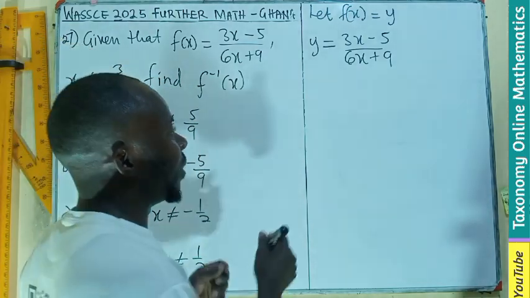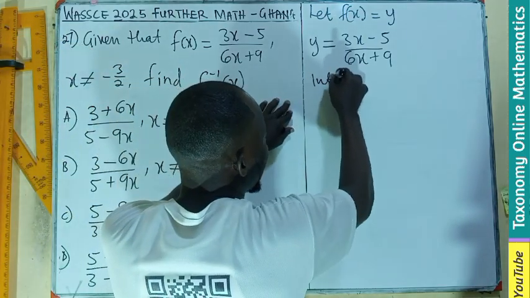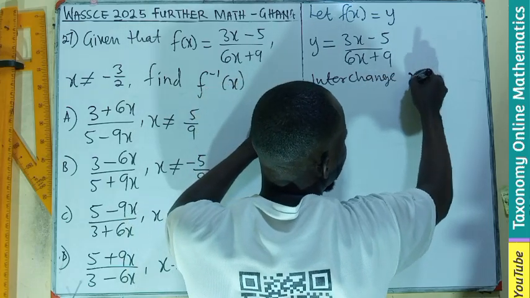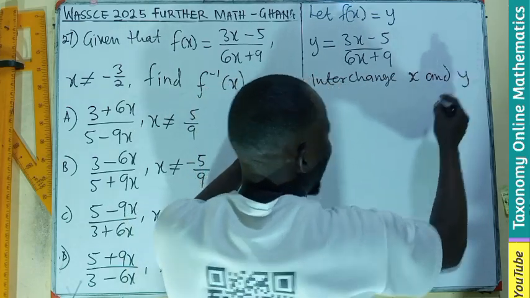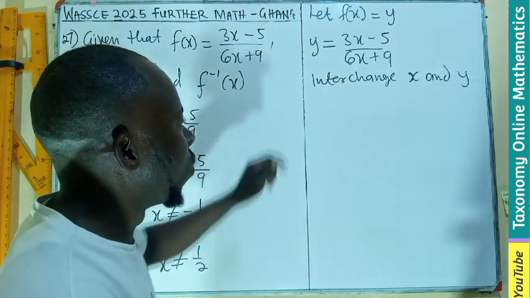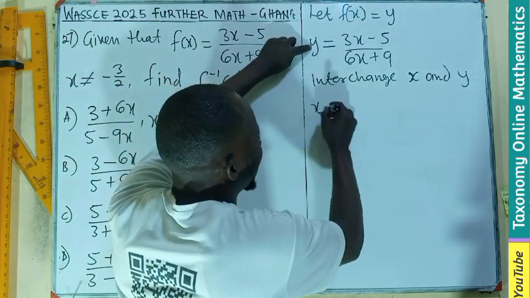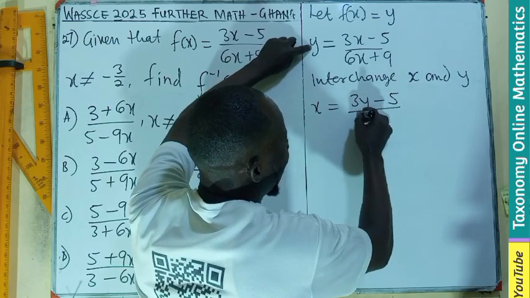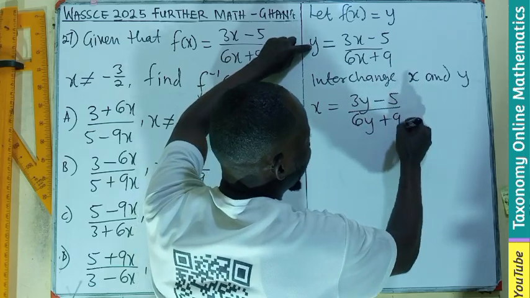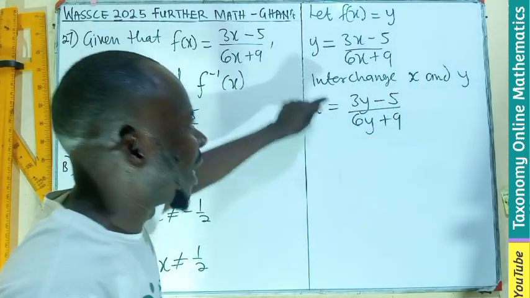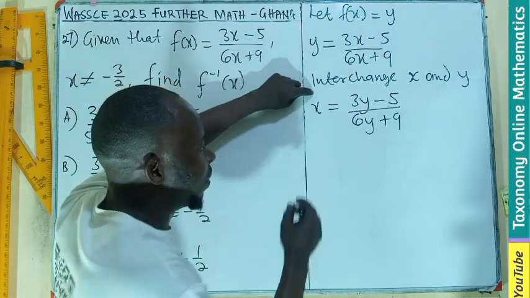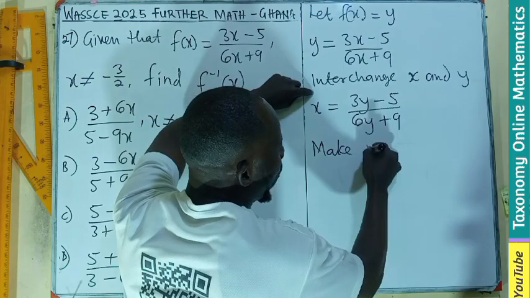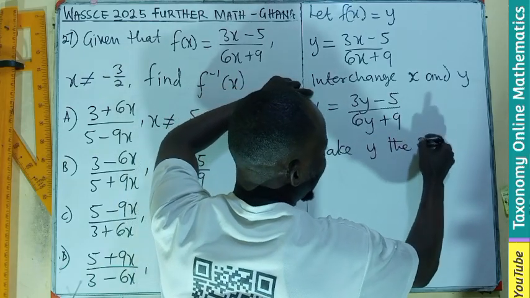The second step is to interchange x and y, interchange their positions. So x will now be here, equals (3y - 5) divided by (6y + 9). So after the interchange, the third step is to make y the subject again.